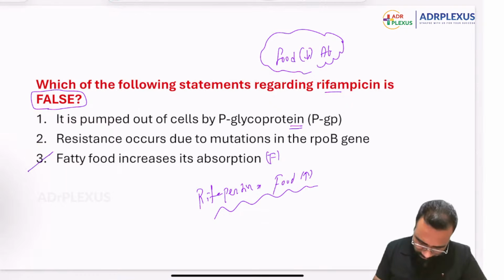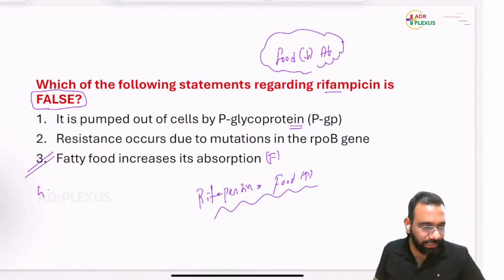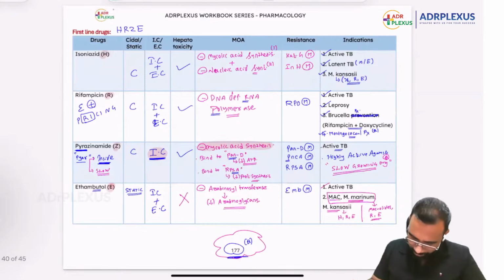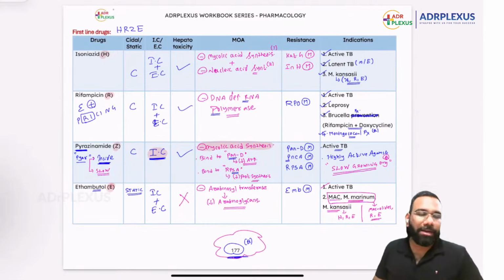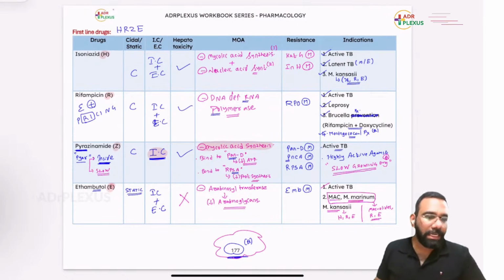Then what is the false statement? This one. And I don't know what the fourth option is. If you can recall, just text me, right? So that's what I mentioned here also, this RPO. And in PGP, I told you it is a PGP inducer. It is going to increase the activity of PGP.